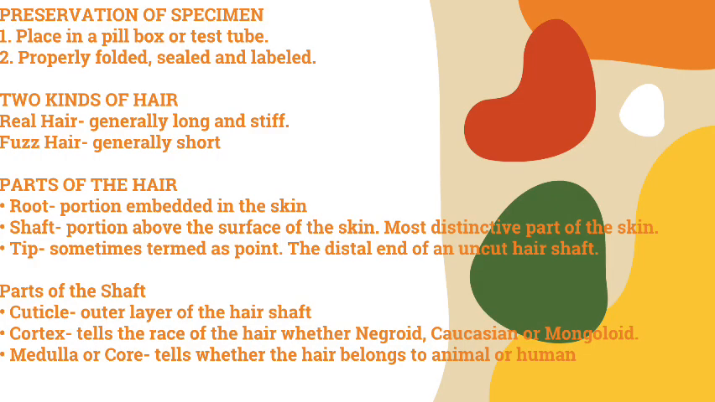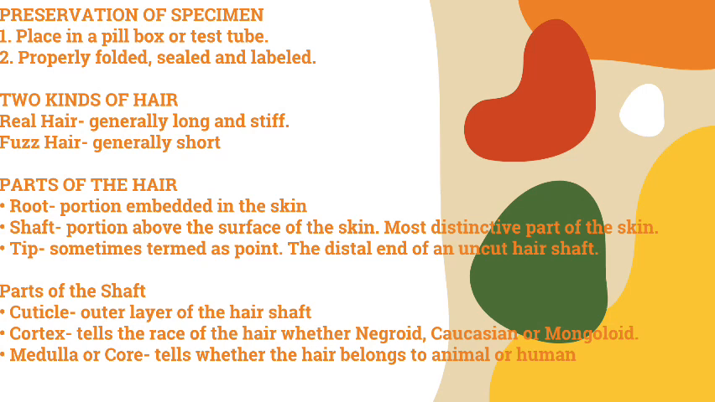Preservation of semen. Number 1, place in the pillbox or test tube, properly folded, sealed, and labeled. Two kinds of hair. There is real hair, which is generally long and stiff, and fuzz hair, which is generally short. Parts of the hair: root, shaft, and tip.